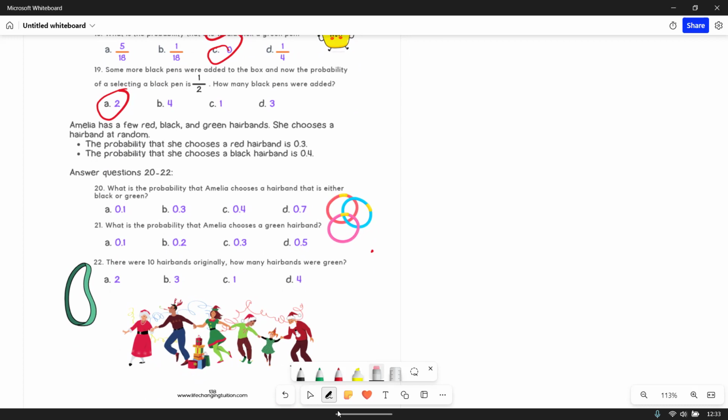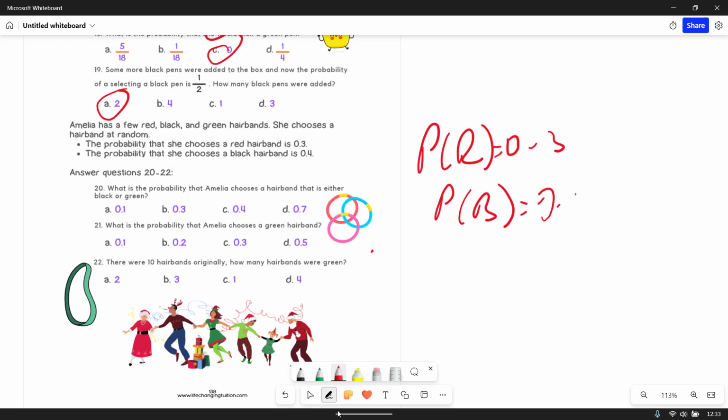Angela has a few red, black, and green hairbands. She chooses a hairband at random. So remember, with decimals, probabilities go from 0 to 1.0. So the probability of choosing a red hairband is 0.3. Probability of red is 0.3. Probability of black is 0.4. Remember, it has to all add up to 1.